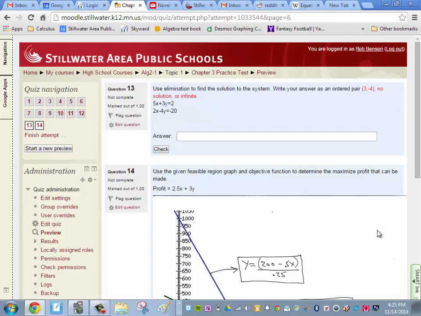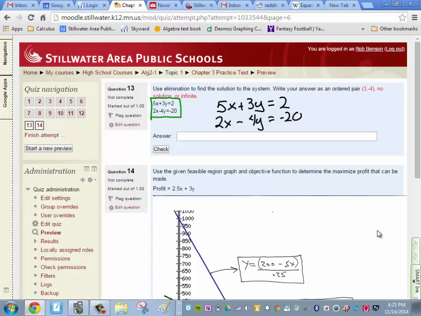Here goes. Use elimination to find the solution to the systems. Write your answer as an ordered pair. Okay, let's do this. We want to find the solution, if there is one, or if maybe there's infinite. I'm going to try to focus on one variable. Either of those kind of suck; I'm going to have to multiply both of these out by a number. First off, I'm going to rewrite this a little bit bigger. Plus 3y is equal to 2, and I got 2x minus 4y is equal to negative 20.